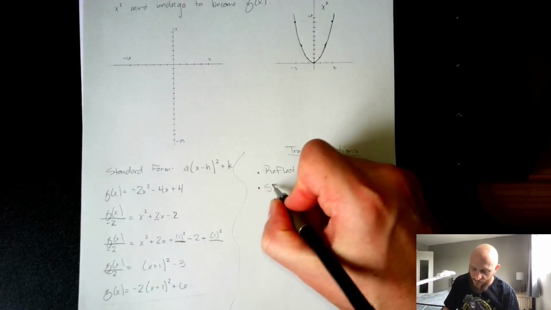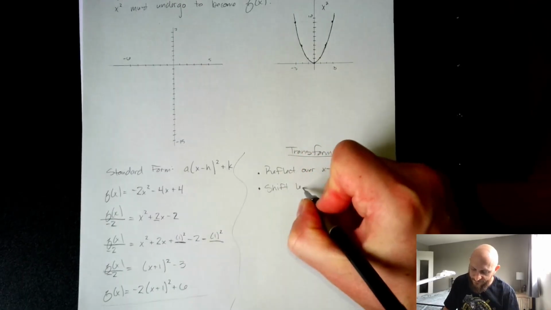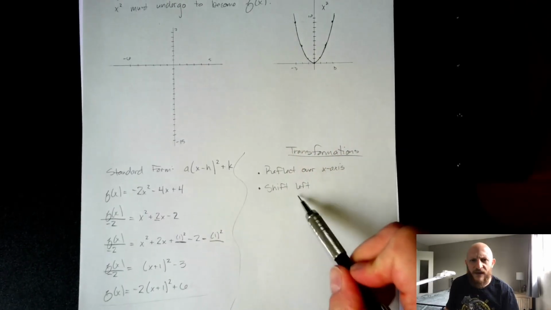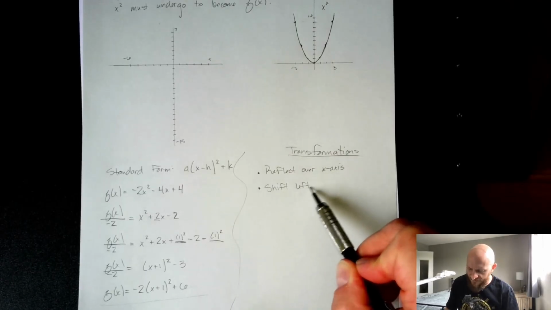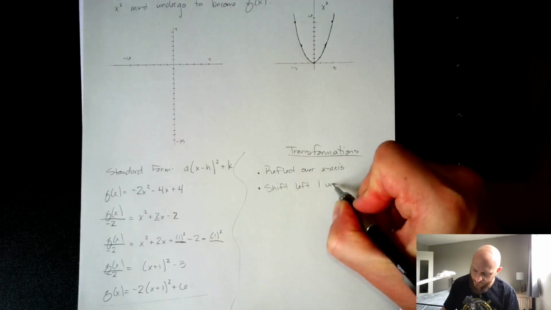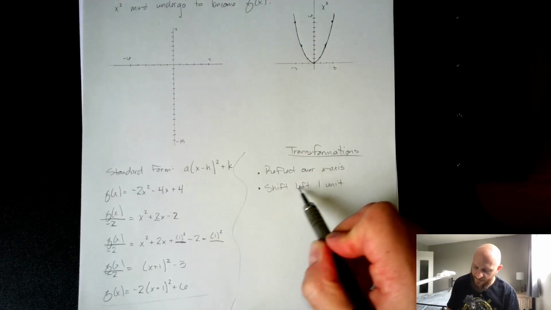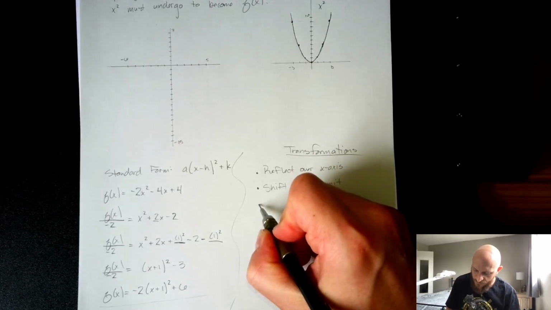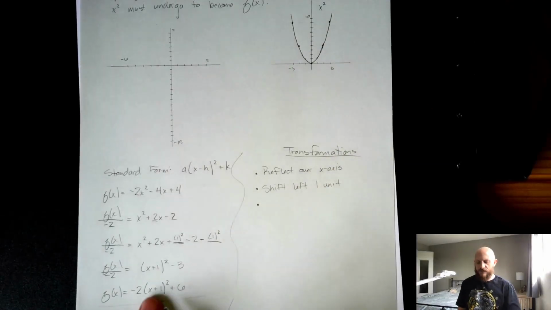So I would say here, shift left. That's an L, by the way. That's not a 6, that says left. Shift left 1 unit. It's like I'm lazy, it's like half cursive. So shift left 1 unit, right? That's what this 1 does.